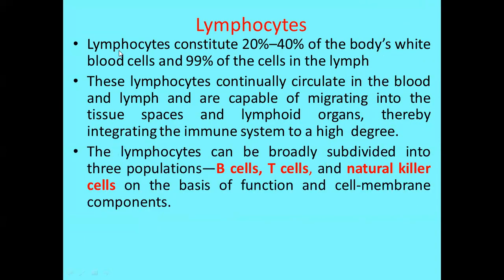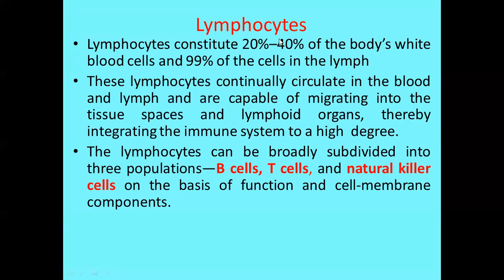The lymphocytes can be broadly subdivided into three populations: B cells, T cells, and natural killer cells, on the basis of function and cell membrane components. B cells and T cells are mainly involved in humoral and cell-mediated immunity.